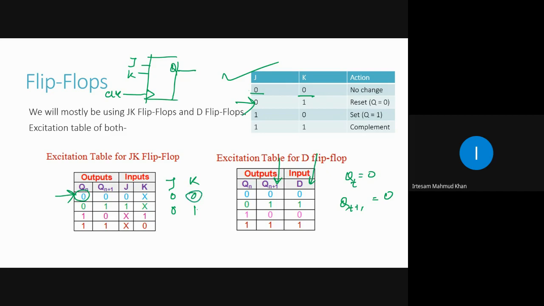Just have a look at K. The value of K is actually changing. That means whatever the value of K is, if J is equal to 0, then we achieve our result. That means if J is equal to 0, we don't care what the value of K is. Whatever the value of K is, if J is equal to 0 and Qn is equal to 0, then Qn plus 1 will be 0.